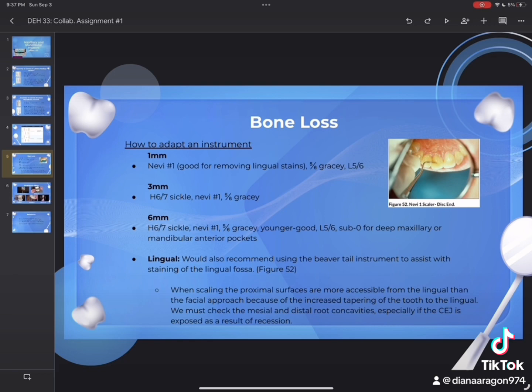For the lingual, we would also recommend using the beaver tail instrument to assist with staining of the lingual fossa, such as in figure number 52. When scaling, the proximal surfaces are more accessible from the lingual than the facial approach because of the increased tapering of the tooth to the lingual. We must check the mesial and distal root concavities, especially if the CEJ is exposed as a result of recession.